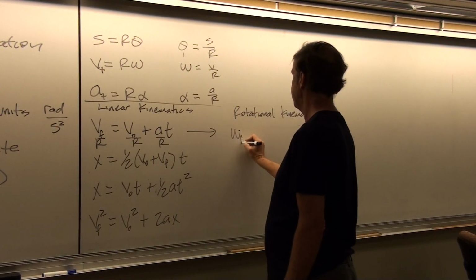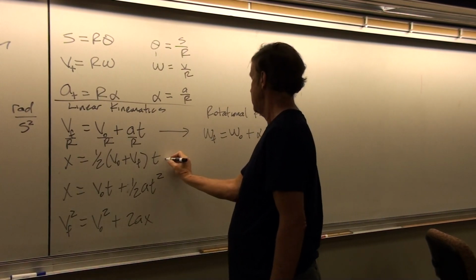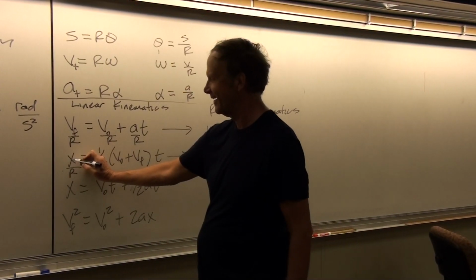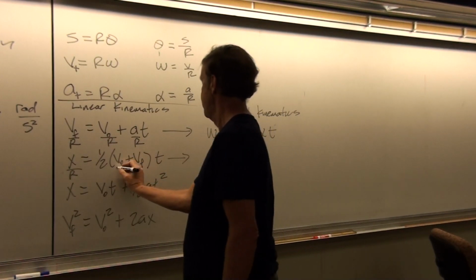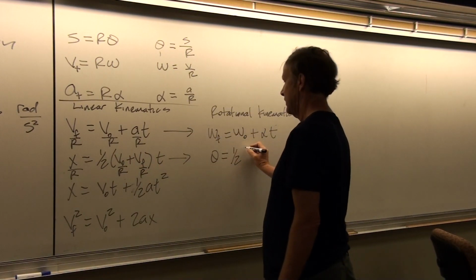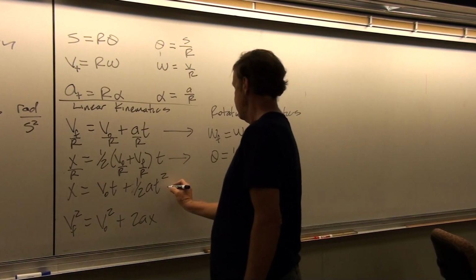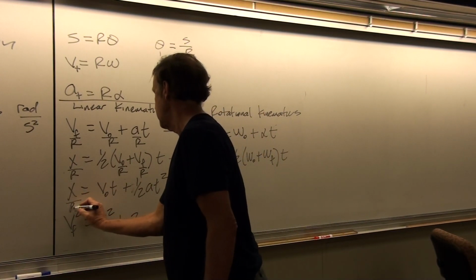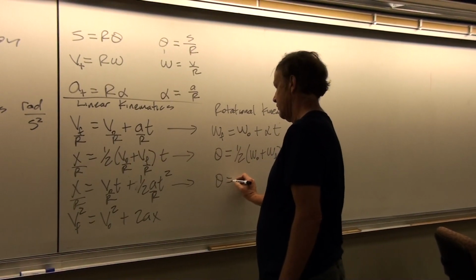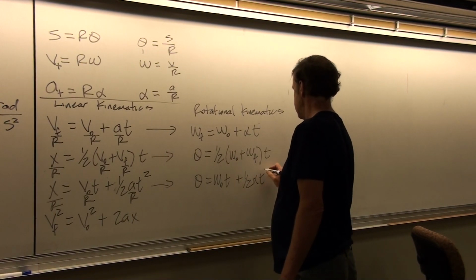So here we have omega final equals omega initial plus alpha t. Here we have, well, this is x over r. So if we imagine this to be like an arc length, then this is theta. This is over r, that's over r. So this would be 1/2 times omega naught plus omega final times t. For the third equation, again dividing by r, we would get theta equals omega 0 t plus 1/2 alpha t squared.